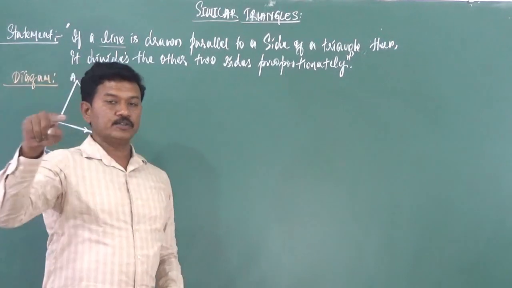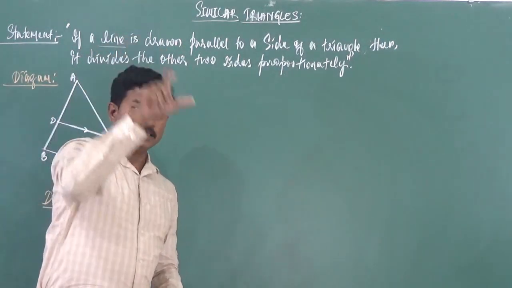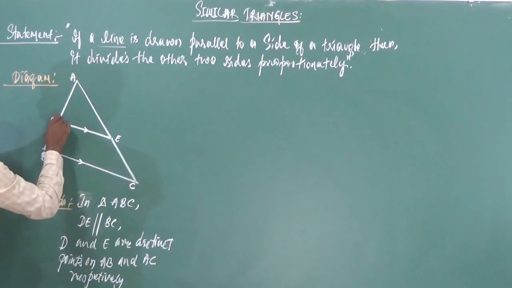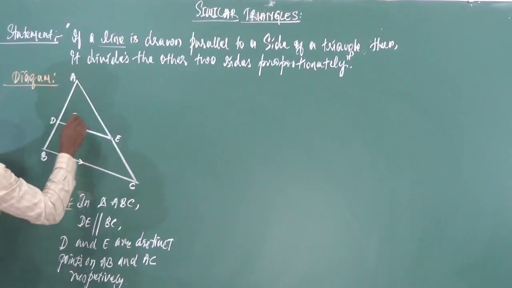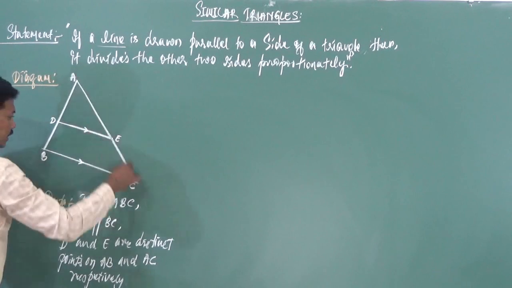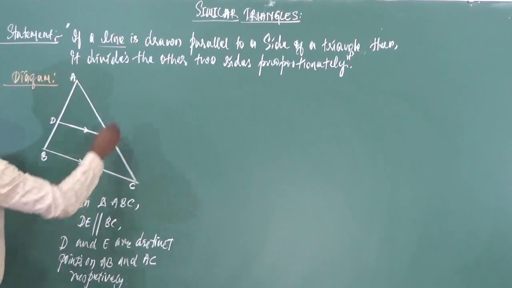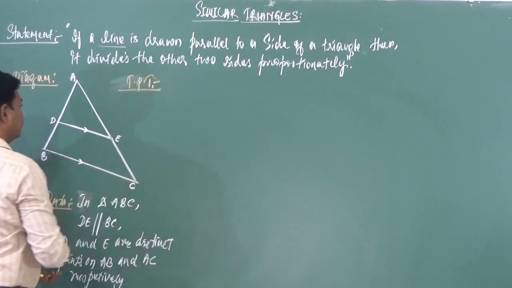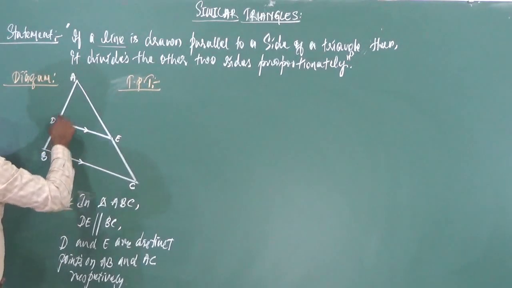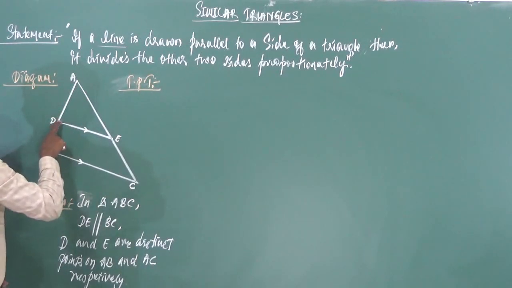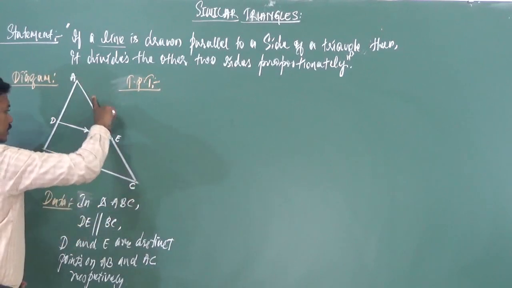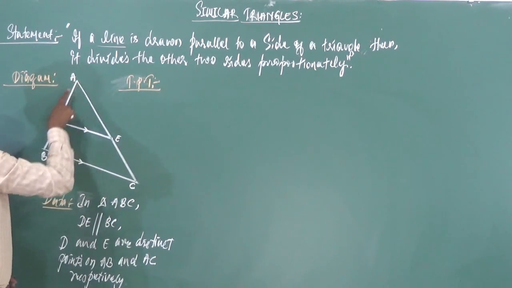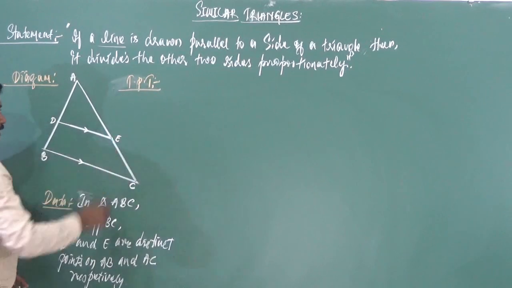Proportionately in the sense the line is going to divide the other 2 sides of the triangle in the same ratio. So in what ratio the point D divides AB, in the same ratio the point E on AC divides AC. So you have to prove that. The point D divides AB in the ratio AD is to BD, and point E on AC divides it in the ratio AE is to EC. So here we have to prove that AD is to BD is equal to AE is to EC.